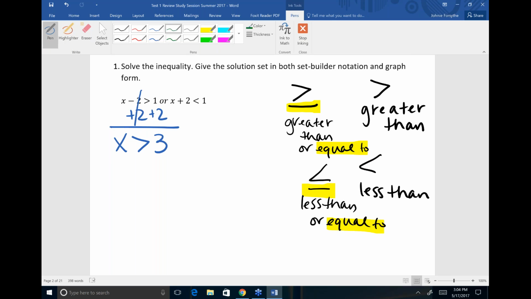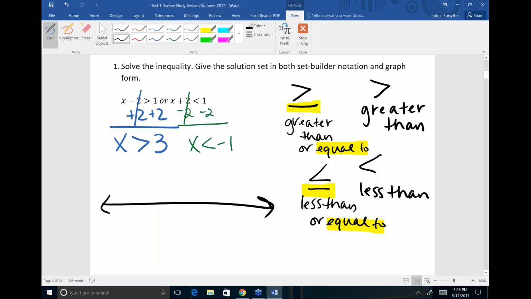We're going to do the next one. So x plus 2 is less than 1. We're going to subtract 2 from both sides. So I'm going to bring down that x, 2 minus 2 is 0, is less than 1 minus 2, which is negative 1. So I have 2 inequalities. Now let's first look at the graph. I'm going to start with a number line. Negative 1 will be on the left, and 3 will be over here on the right.